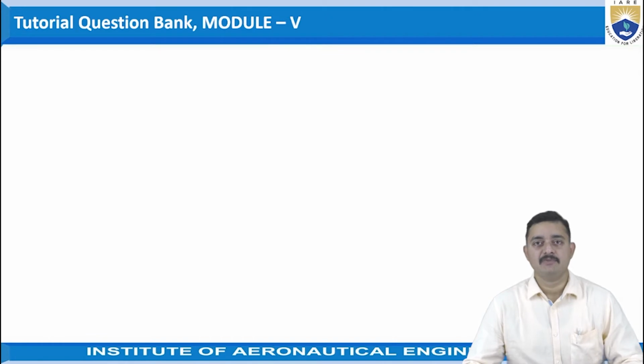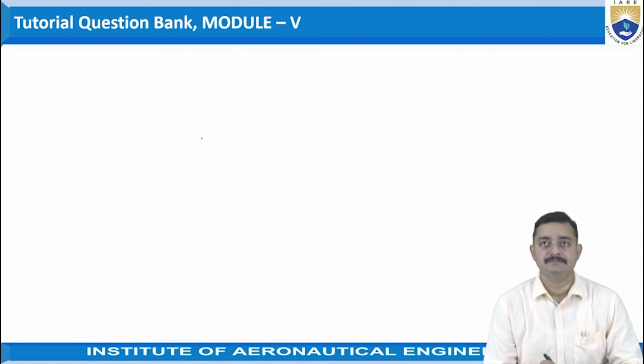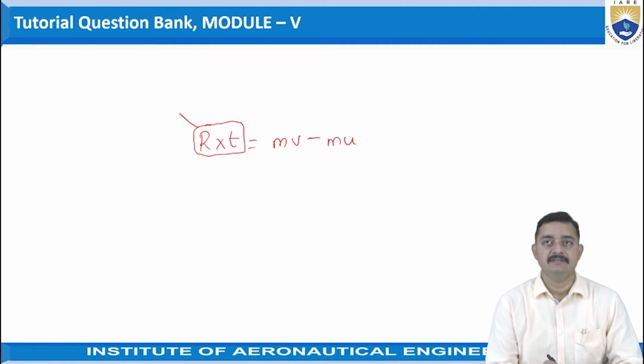Before starting the problems, let us first recollect what the impulse and momentum equation is. We have already taken into consideration that impulse is treated as the product of resultant force and time, which is equal to the change in momentum. So the product of R and T is treated as the impulse.